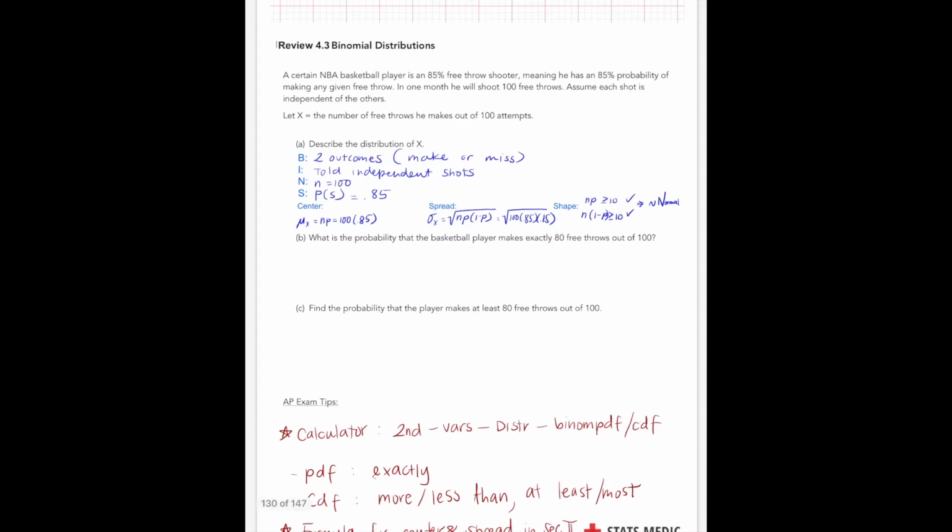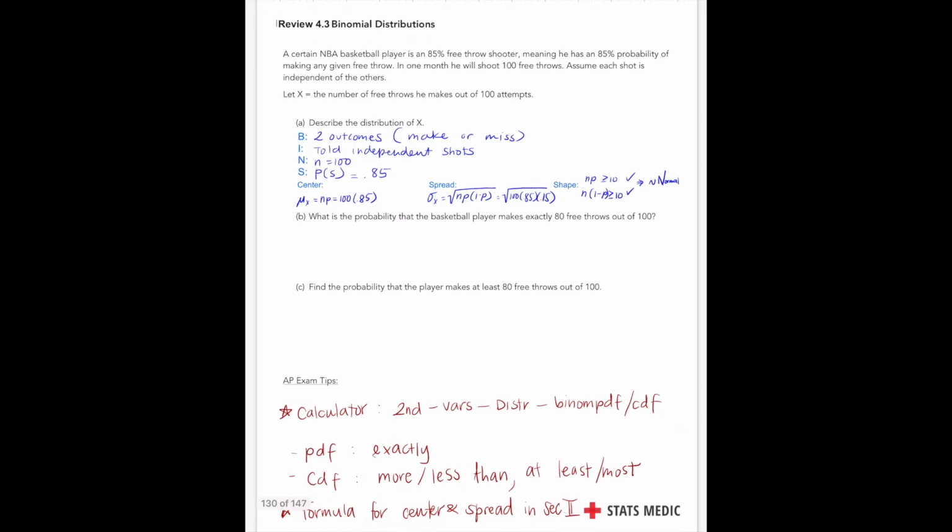And then moving on, what is the probability that the basketball player makes exactly 80 free throws out of 100? So to denote that, I'm going to say the probability that x is equal to 80. Whenever something is exactly 80 or equal to 80, we're going to use one of the two, either PDF or CDF. But if you take a look at our exam tip, if we're looking for exactly, we're going to use PDF.